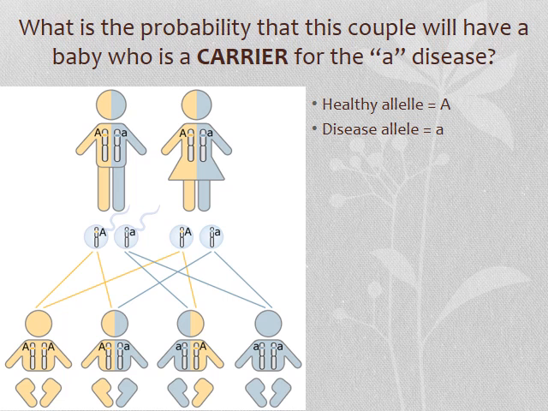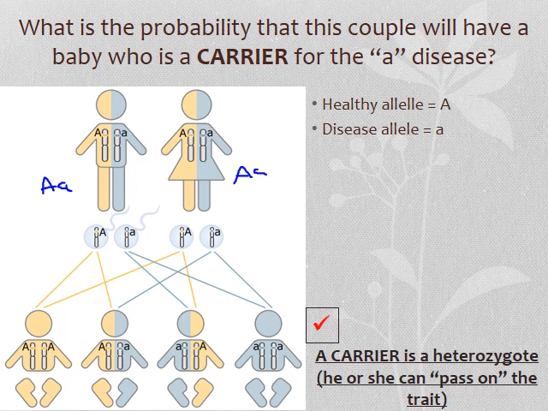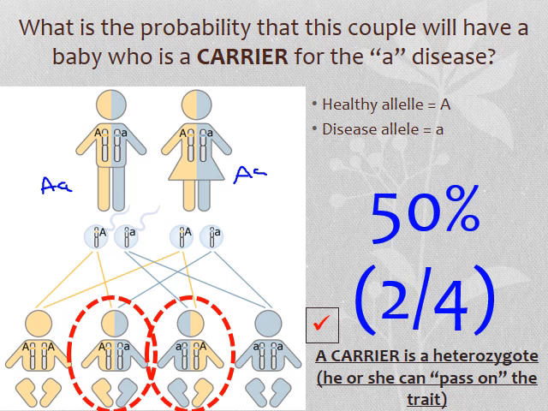Now, what's the probability that this couple will have a baby who is a carrier for the disease? Same thing, think back to what we just did. A carrier would have the same genotype as the parents: one of each, one healthy allele and one disease allele. So a carrier is known as a heterozygote. They won't show the disease, but they can pass it on to the offspring. In this case, we'd have a 50% chance, or 2 out of 4, that the offspring would be a carrier. Once again, being a carrier means they don't have the disease, they're not going to show it, but they could potentially pass it on to their offspring.